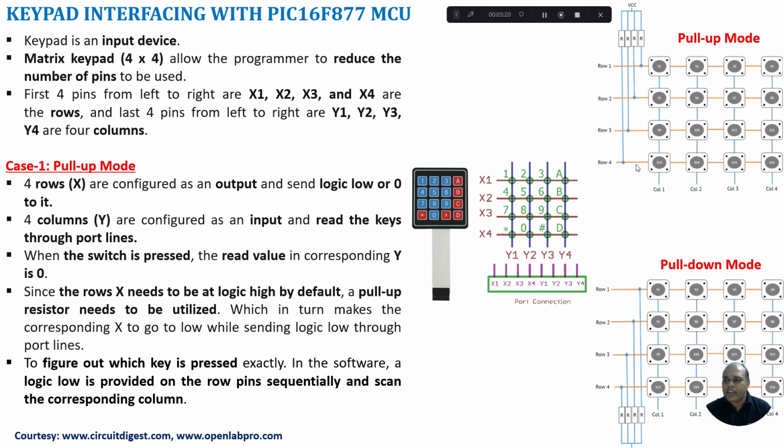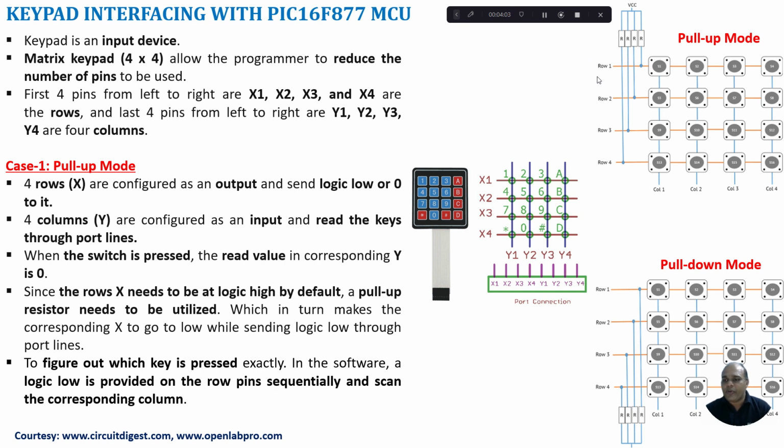The important thing in keypad interfacing is that the rows are configured as output and the columns are configured as input. So the 4 row lines, row 1, row 2, row 3, row 4, are configured as output. This signal will be sent by the microcontroller. Usually a logic 0 will be sent in a pull-up mode. Whenever there is a key press or switch activation, the corresponding column will read as 0. The columns will be read by the microcontroller, and if there is a 0 along a column, the corresponding key can be easily identified.